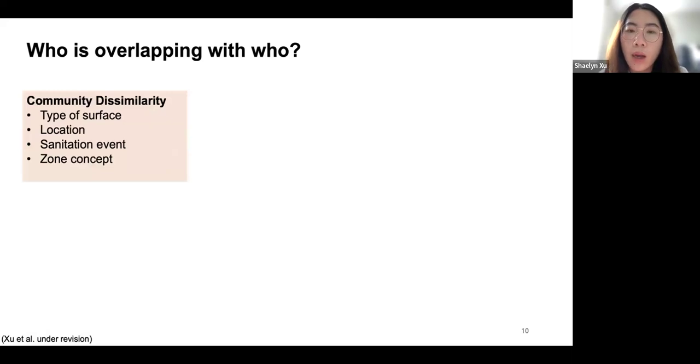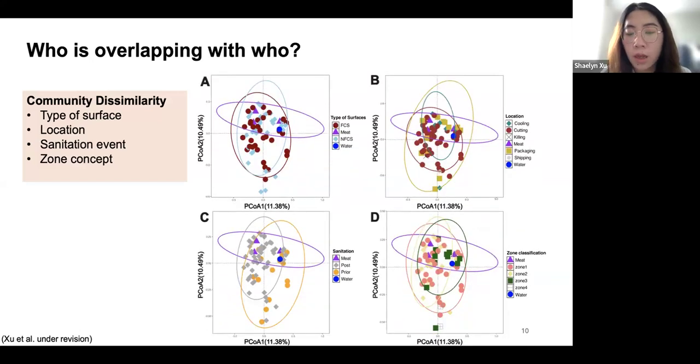To further know how those microbial communities overlap with each other, including the food contact surfaces, non-food contact surfaces, as well as the meat samples, we used Bray-Curtis dissimilarity analysis to review the community dissimilarity. We did this analysis based on 4 different classifications. The first one is type of surface. So we group the surfaces, whether they are food contact surfaces, meat surfaces, or non-food contact surfaces.